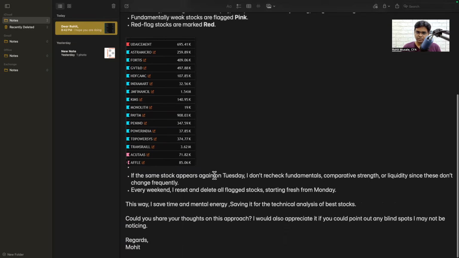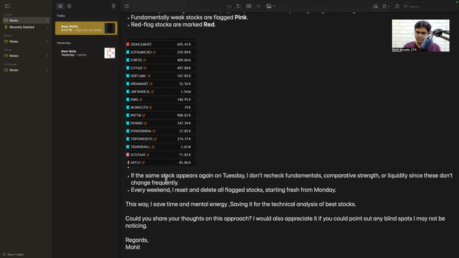If the same stock appears again on Tuesday, I don't recheck fundamentals, comparative strength, or liquidity. Now, he's saying if the same stock appears again on Tuesday, let's say Paytm appears on Monday. Okay. Now on Tuesday, if Paytm doesn't appear, then this needs to be removed, right? So every day you have to check which stock is available on this list but not on MarketSmith list. So you'll have to remove that stock from here. That itself is a tedious exercise.